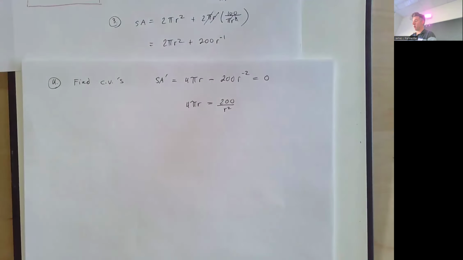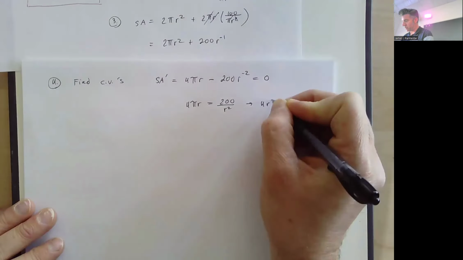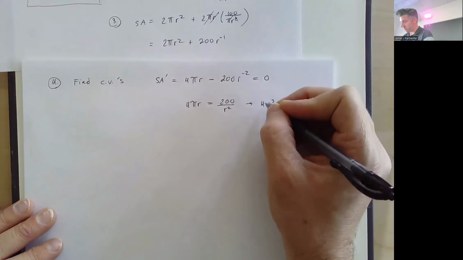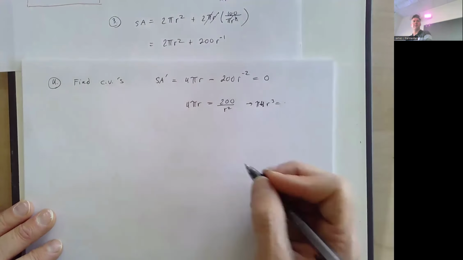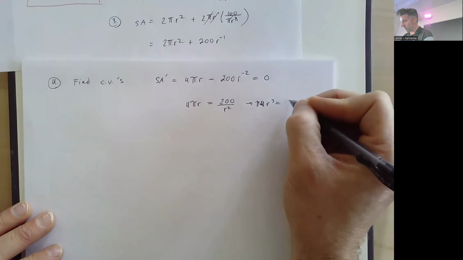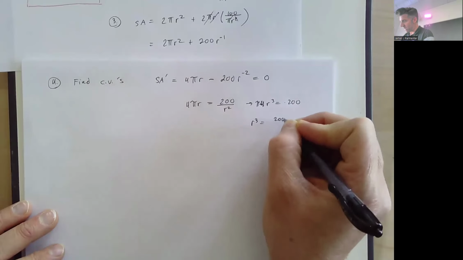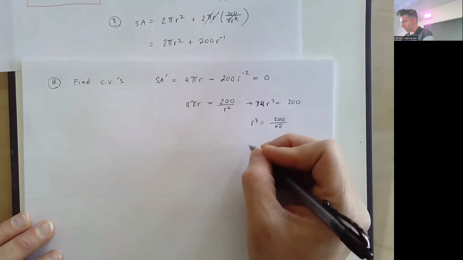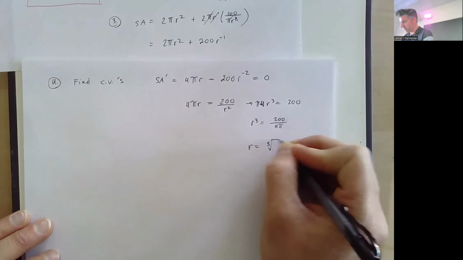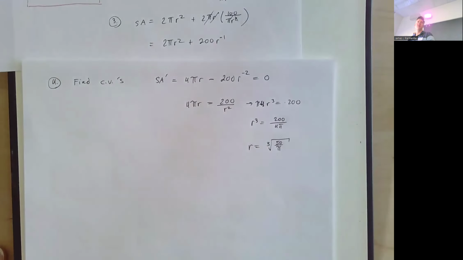I would multiply both sides by r squared to get 4 pi r cubed equal to... Ugh. I guess pi times 4 times r cubed. That's terrible, but it's the same thing. Equal to 200. And finally, well, not finally, r cubed equal to 200 divided by 4 pi. 200 over 4 is 50. So r is equal to the cube root of 50 divided by pi, which I will fully admit is disgusting.